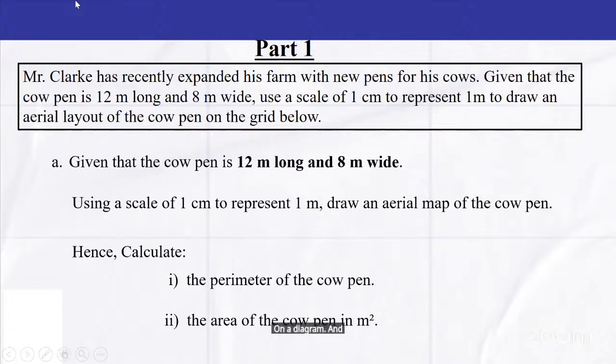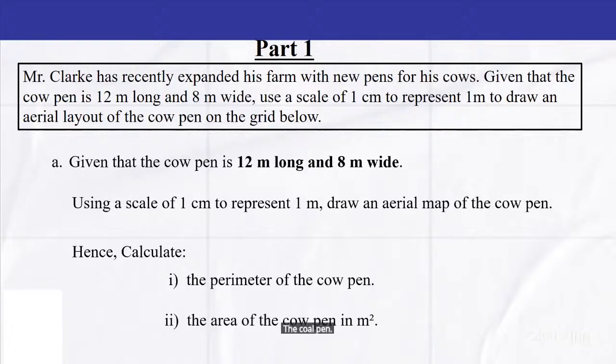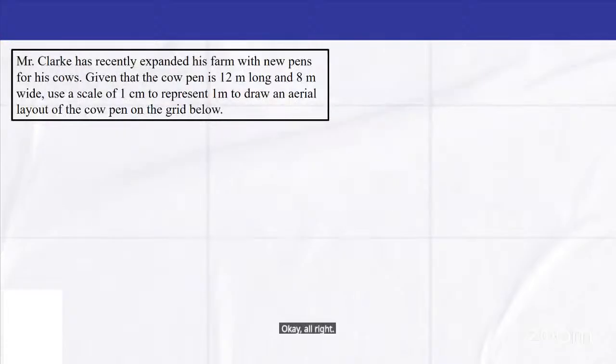Anybody, any answers in the chat, Mrs. Sales? Not yet. Let's look at the statement again and see if there is anything very important that we need to pay attention to before drawing or representing the cow pen. Anybody? So Diana says length and width of the pen, and Miss Forbes says wide and long. Okay. All right. Okay, thank you.